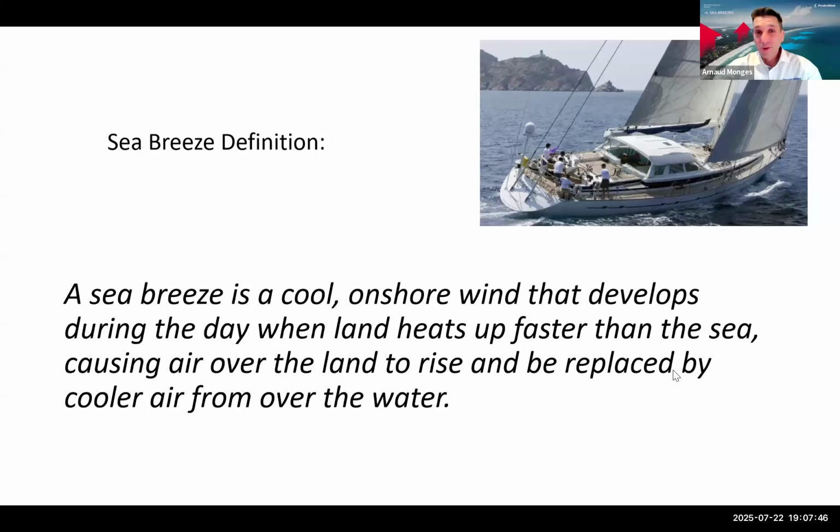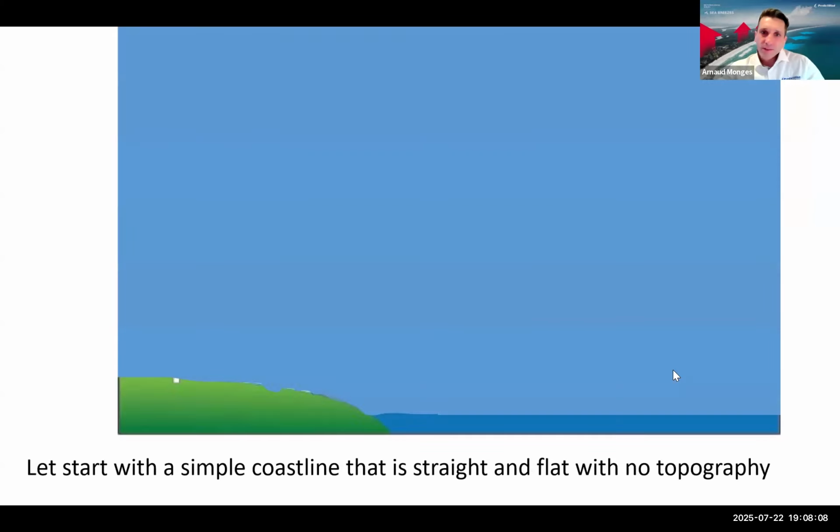So this is all good, but for me, this kind of definition, I forget it. It enters from one ear and then I forget it. I am a visual person and I like to see an image, and together we're gonna build a diagram, a model of the sea breeze so it makes more sense and we can remember it. So let's start with this, a very simple image. So right here, we've got a coastline, a straight coastline with no topography, and next to it, the sea.